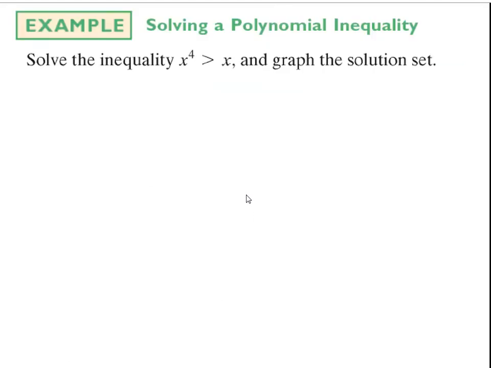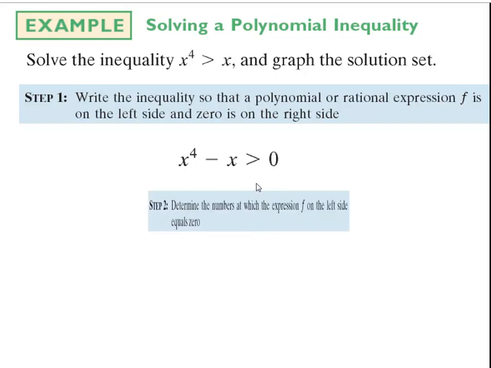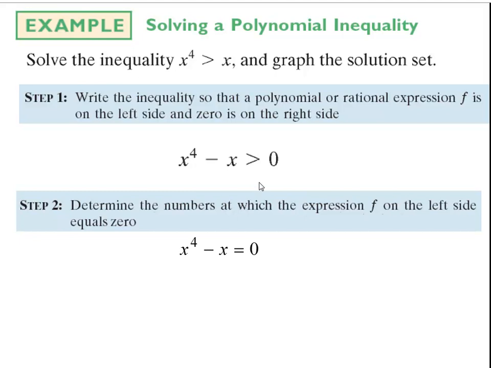Suppose that I have the inequality x to the 4th is greater than x. So if I'm going to solve this inequality, again, I'm going to want to subtract this x to the left-hand side and get 0 on one side. And I do that. And then step 2 is to set this equal to 0 to find the x-intercepts. Right? So if I was graphing this polynomial, I'm going to find the zeros and find the x-intercepts. So we do that.